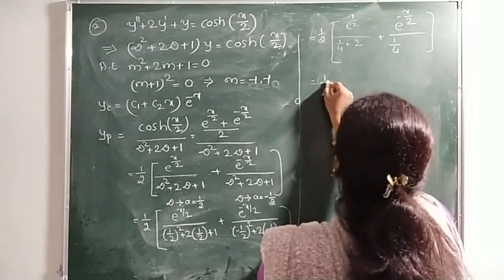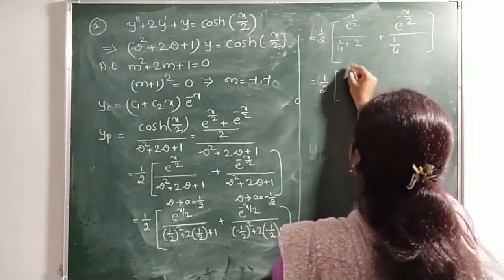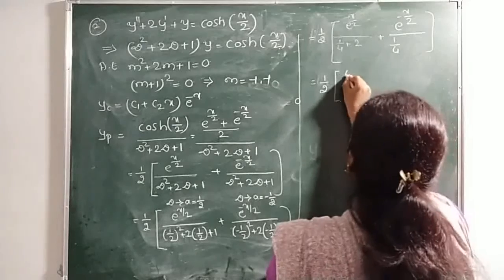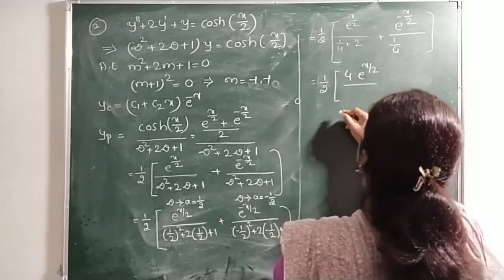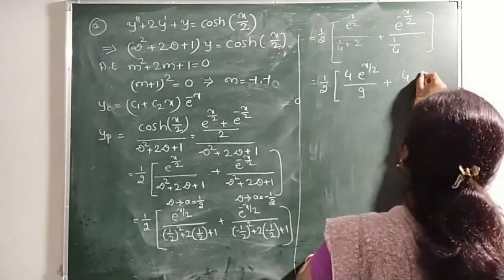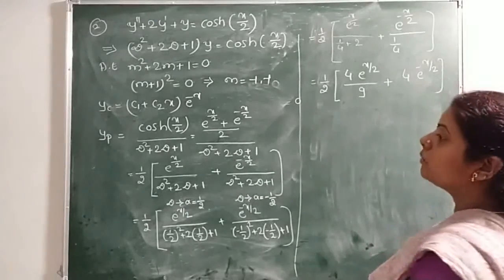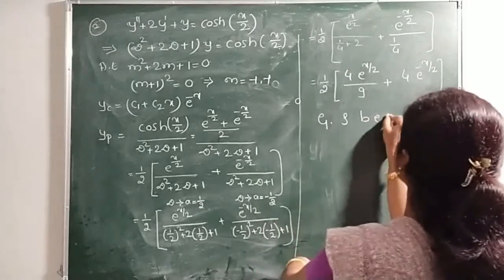Now this we have to simplify and write. By taking the LCM, this becomes 4 into 2 is 8, 8 plus 1 is 9, and this 4 we can write in the numerator. 9 plus 4 e to the power minus x by 2. This is our yp.